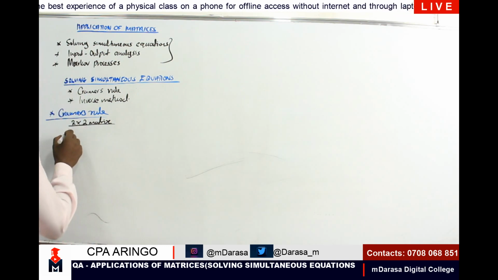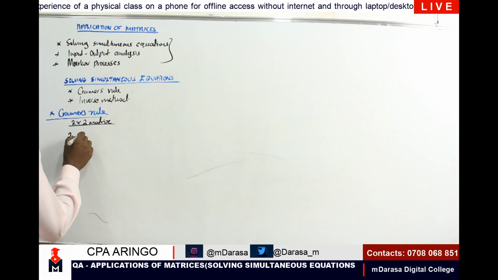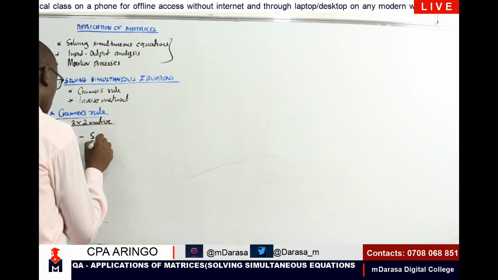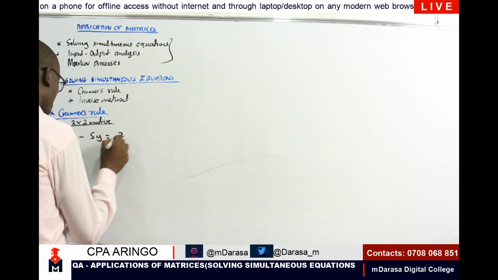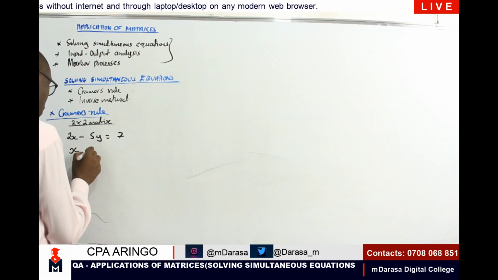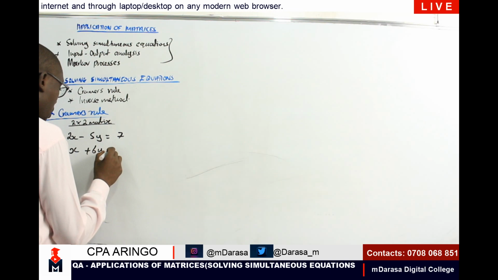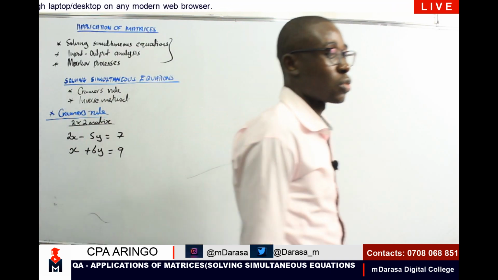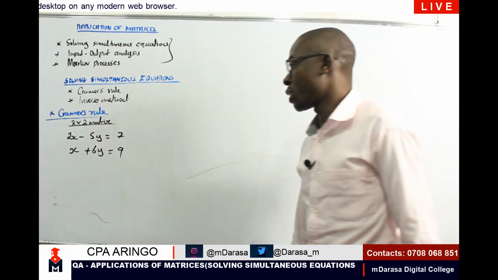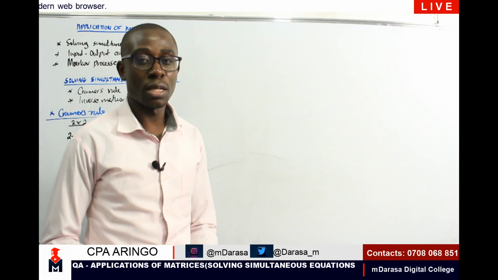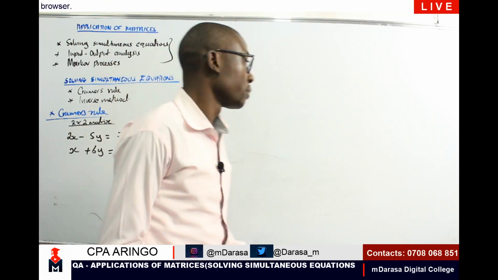We can have, say, 2x minus 5y, which will be equal to 7. Then we also have x plus 6y, which gives us 9. This is the equation that I want us to look at and consider. I want us to use Cramer's rule.